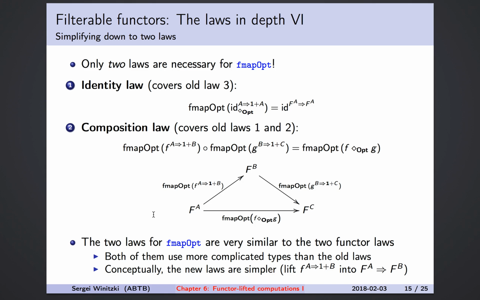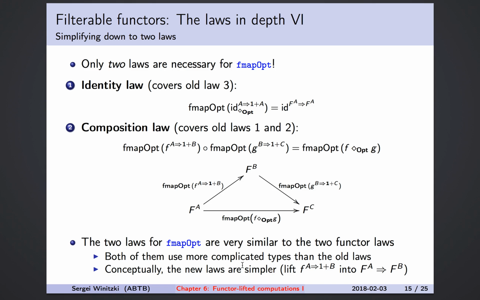So the two laws for fmapOpt are very similar to the two functor laws. The two functor laws were that lifting an identity gives you identity, and lifting a function and composing it with another lifted function is the same as lifting of the composition. So they're very similar here, except that the types are more complicated. They're twisted. And as I said, the composition here is a Kleisli composition.